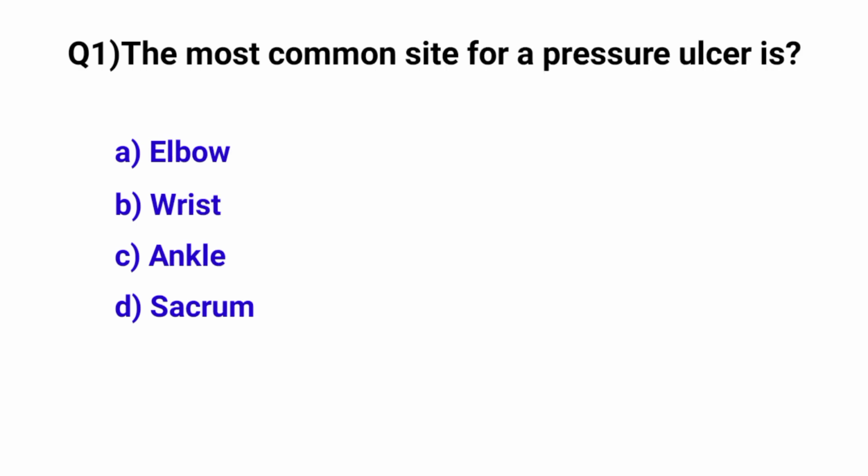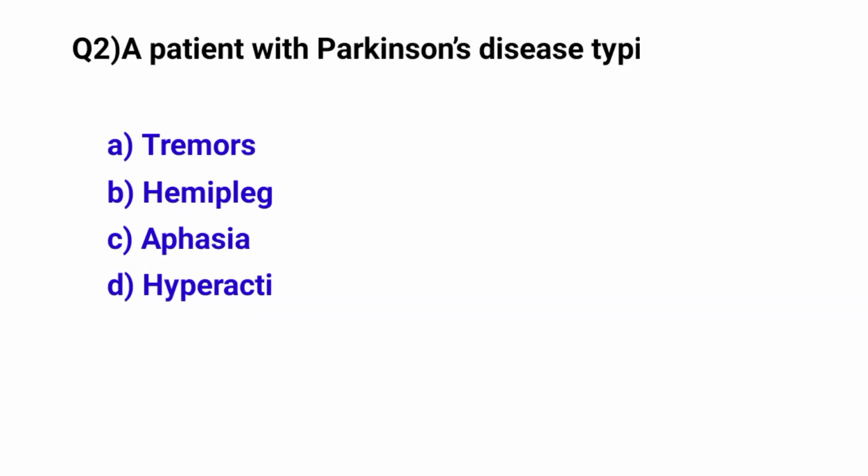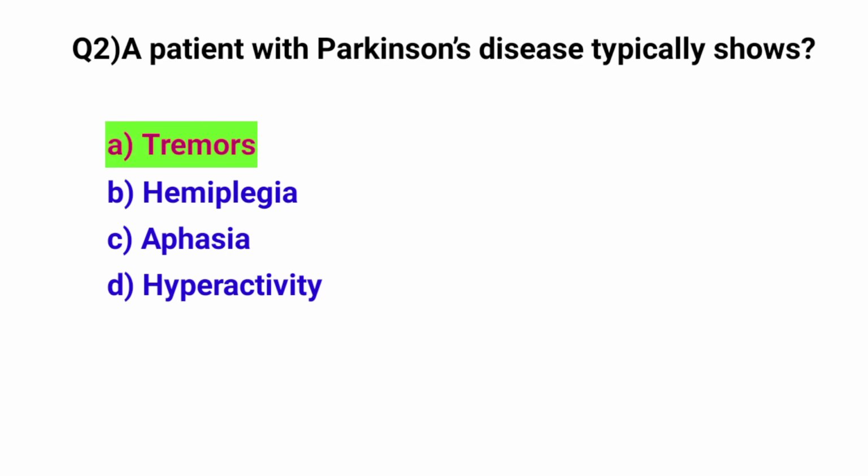Question number 1. The most common site for a pressure ulcer is. The correct option is D. Sacrum. Question number 2. A patient with Parkinson's disease typically shows. The correct option is A. Tremors.